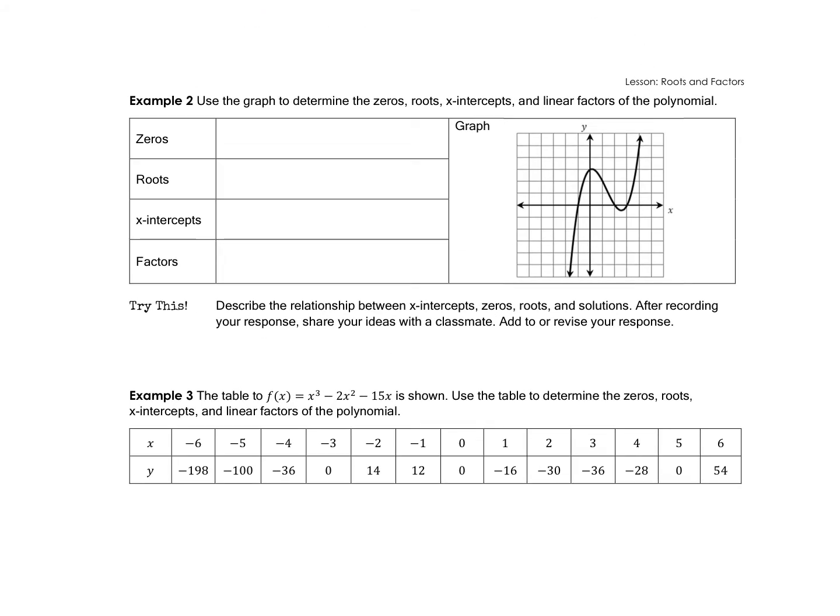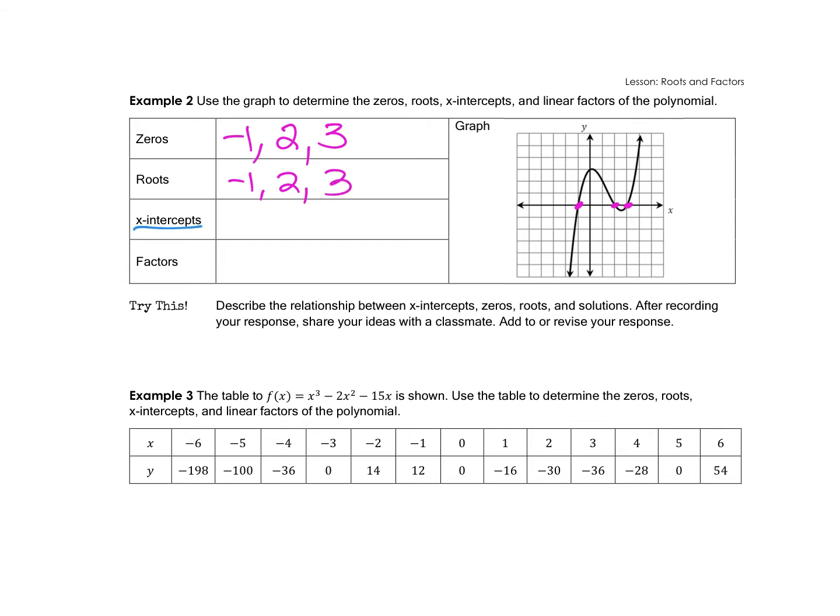So we're using the graph to determine the zeros, roots, x-intercepts, and linear factors. So we're just finding the roots, which are your zeros, your x-intercepts. So let's find those. It's crossing the x at negative 1, it crosses the x at 2, and 3. Okay, so remember zeros, roots, they are the same thing. So that's negative 1, 2, 3.